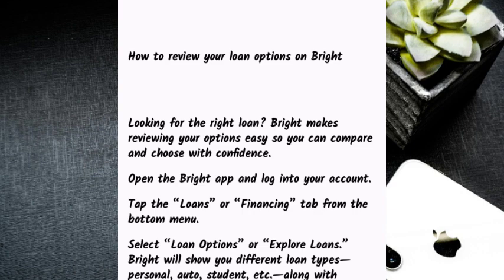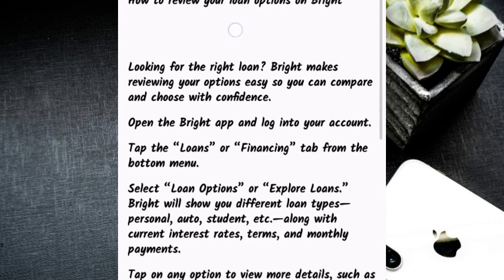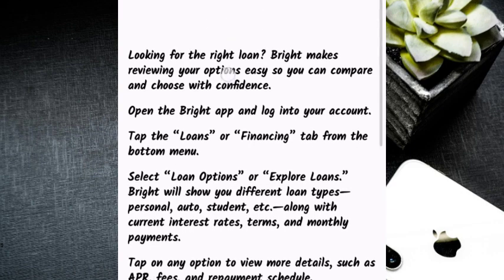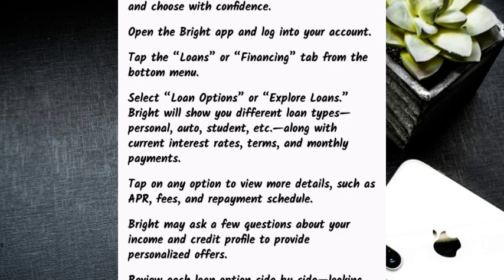First, open the Bright app and log into your account. Once you're in, tap the Loans or Financing tab from the bottom menu. Next, select Loan Options or Explore Loans.